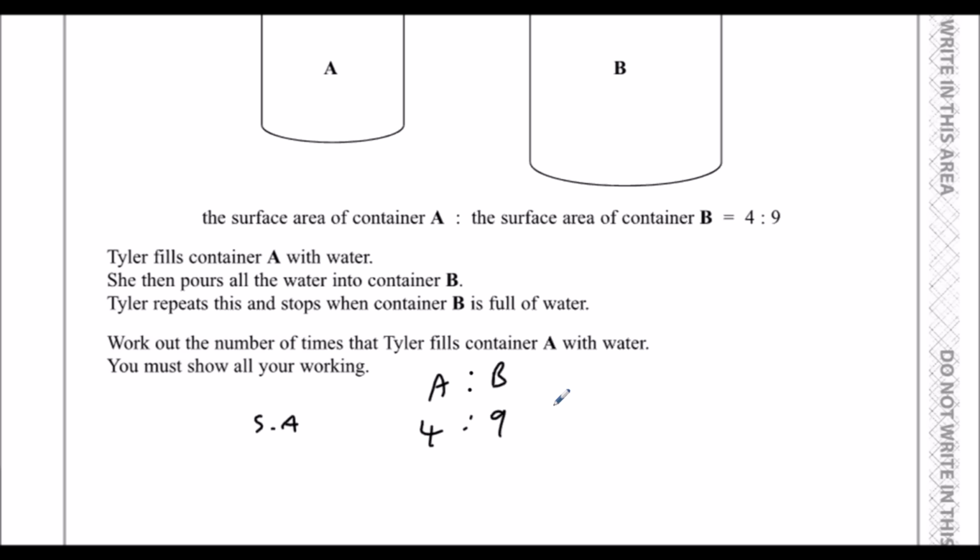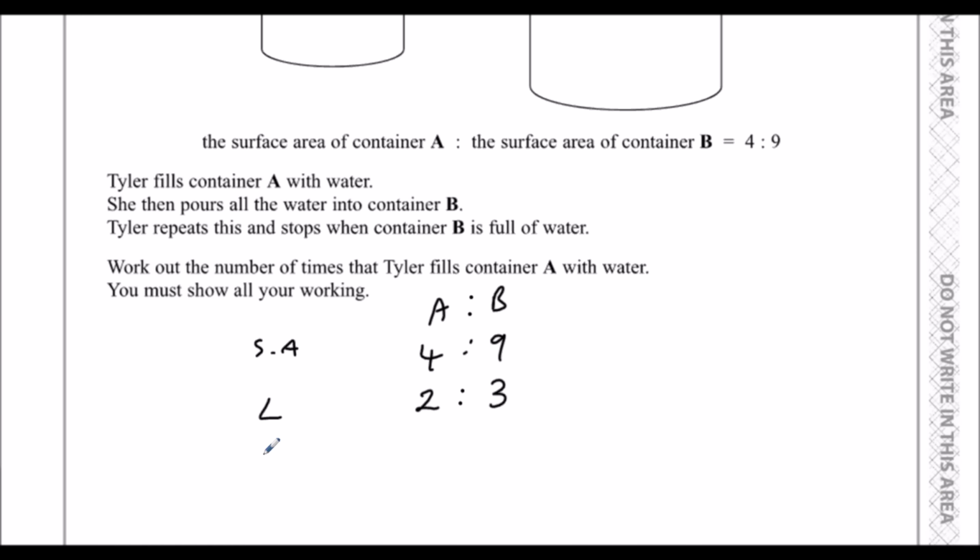The scale factor for area is scale factor squared. So the scale factor for length will be the square root of this. Square root 4 is 2. Square root 9 is 3. And the scale factor for volume is scale factor cubed. So 2 cubed is 8. 3 cubed, 3 times 3 times 3, is 27. So this is what we're going to be using.